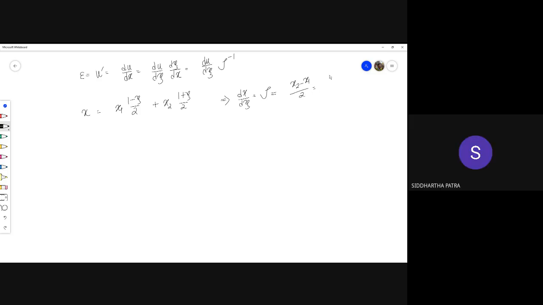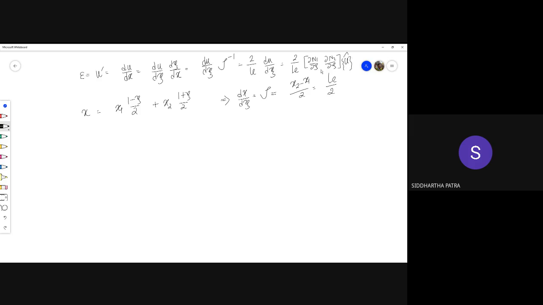x2 minus x1 you refer to as the length of the element. Yes sir. So 2 divided by LE du dxi. Now that would be 2 divided by LE, del n1 del xi, del n2 del xi, times u hat.